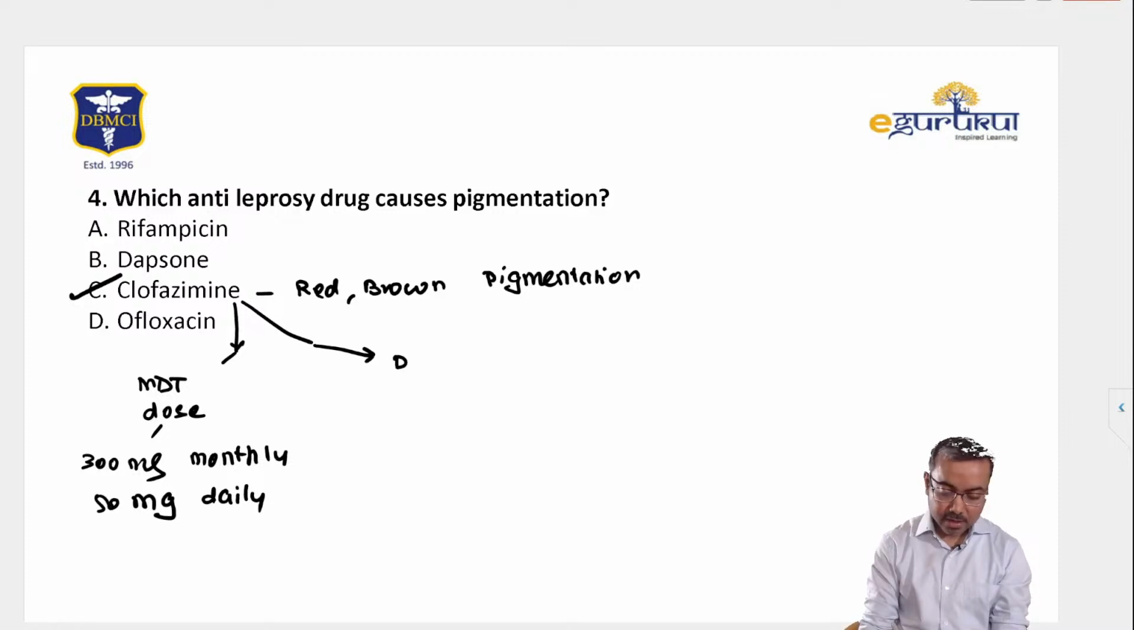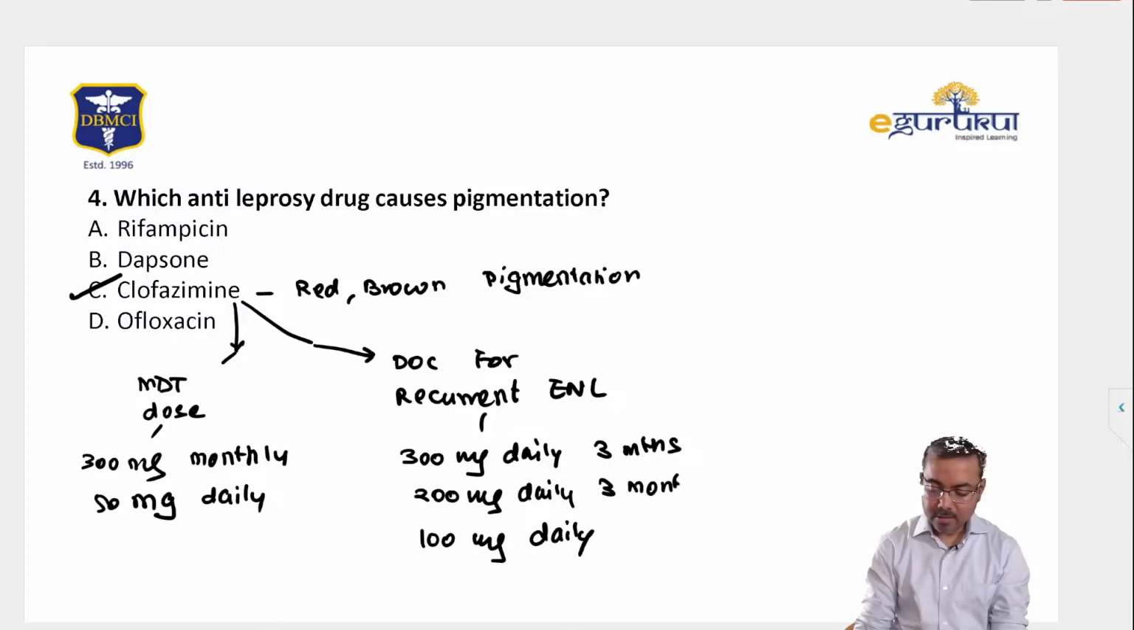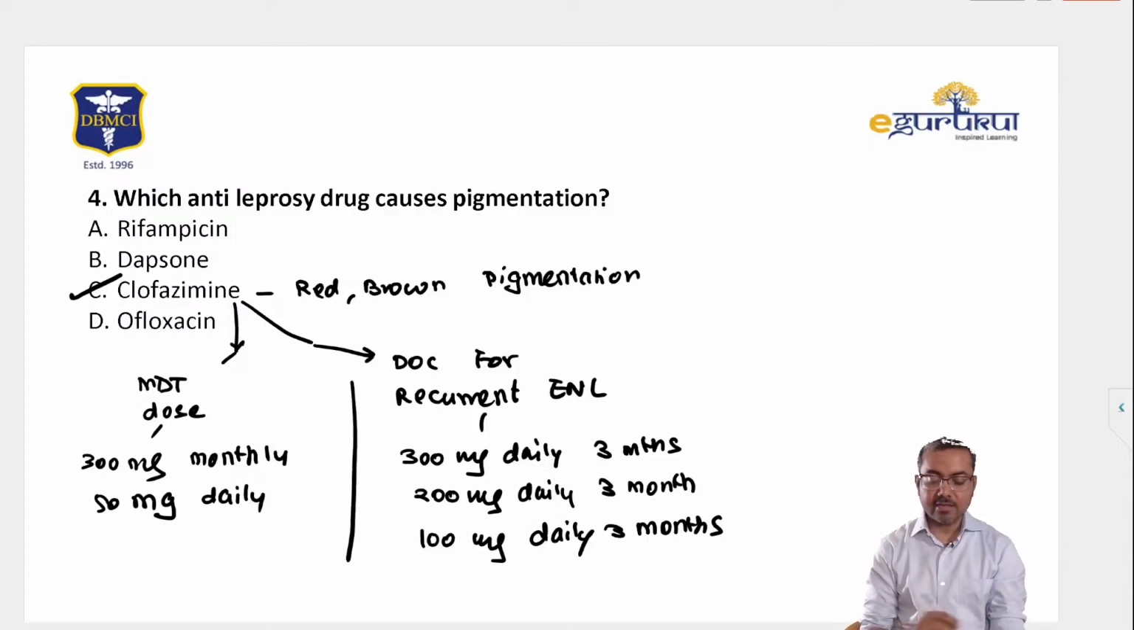Then it is the drug of choice for recurrent ENLs. In that, the dose is 300 daily for 3 months, 200 daily for 3 months, and 100 milligram daily for 3 months. Can you see the higher dose? 3 months, 3 months, 3 months. So in recurrent ENL, there's a lot of chance for this red-brown pigmentation because you're giving a very high dose. Fortunately, it's reversible. When the drug is stopped, the pigmentation vanishes.